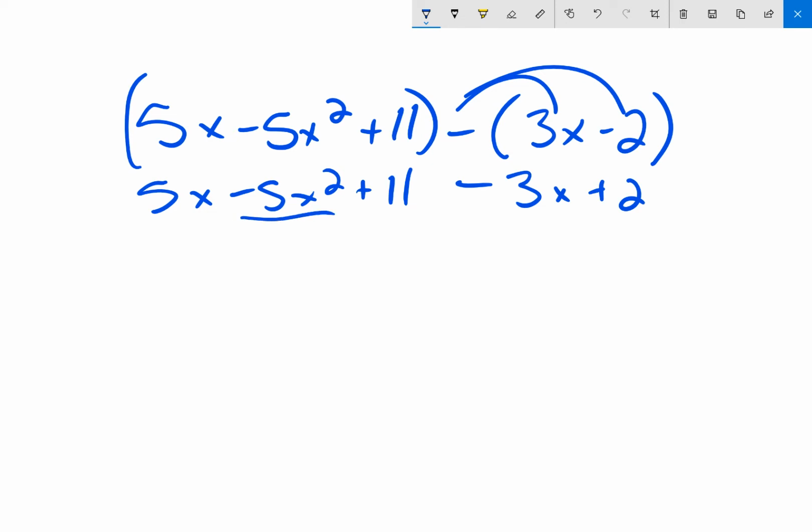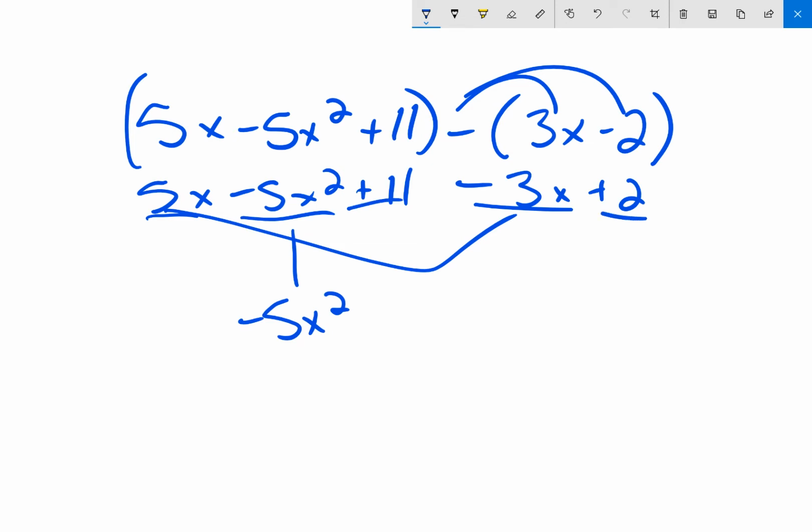So there is no other x squared term, so I'm not going to change this. I'm going to leave that negative 5x squared there. I can combine my x terms, my 5x minus 3x. 5 minus 3 is going to make 2x. And then my last part, 11 plus 2 is 13. So negative 5x squared plus 2x plus 13.